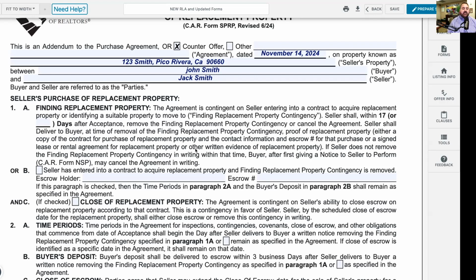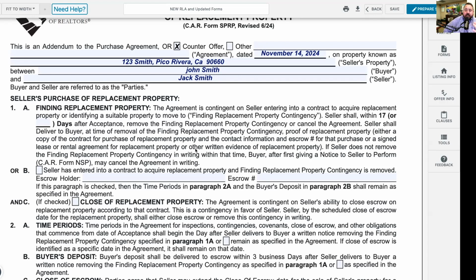See, the benefit of the SPRP, the purchase or replacement property form, works both ways for the buyer and seller. In the past, and I still see it occasionally, somebody just puts in their counteroffer, this sale is contingent on seller finding replacement property, but they don't include the SPRP. Well, the problem is that I now can't use notices to perform to cancel. So if I'm a buyer, I'm kind of stuck because there is no time period for me to force the seller to remove the contingency and get me out. And if I'm a seller, I'm kind of stuck because there is no time period for that contingency.